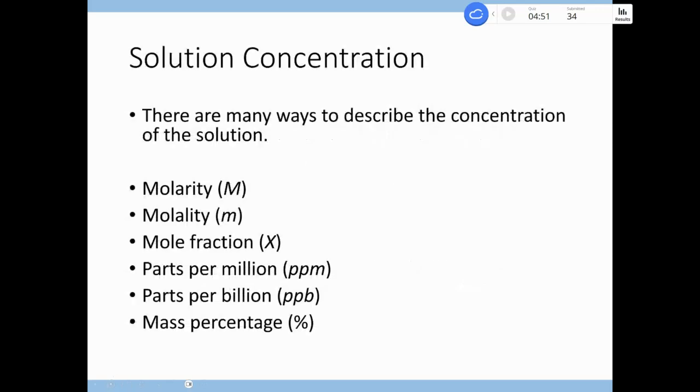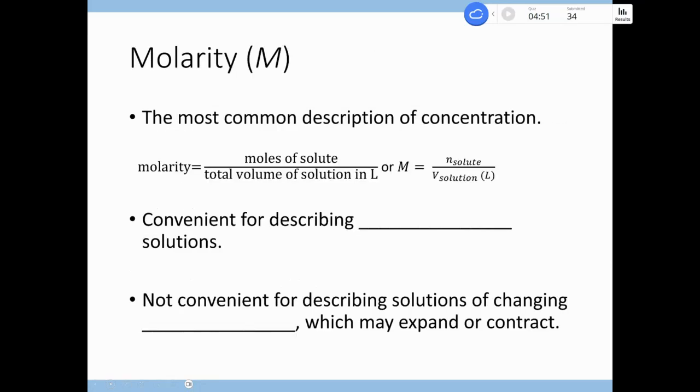So there are a few different ways to describe the concentration of the solution, and different methods are useful in different scenarios. Molarity we're most familiar with. We talked about that last term, and we have a slide on that. Molality, mole fraction are also common. Parts per million and parts per billion we won't talk that much about. These are useful for solutes that are in really low concentrations. And then we'll look at mass percentage as well. So we'll go one by one, do a couple learning checks as we go through.